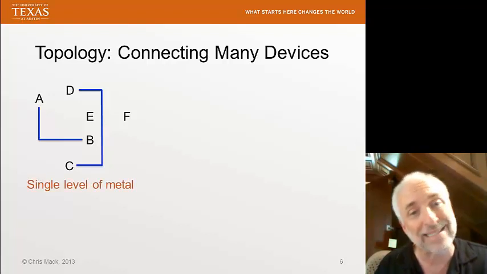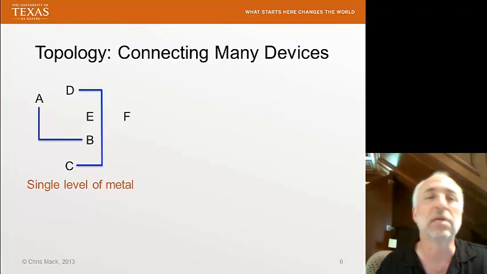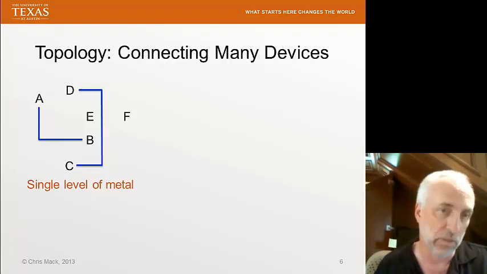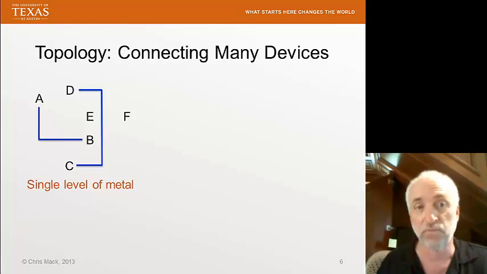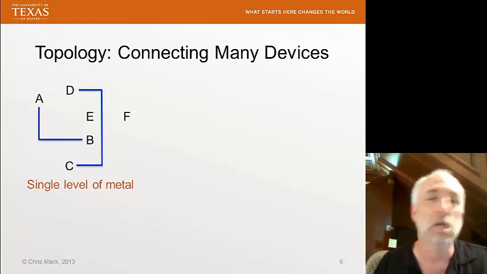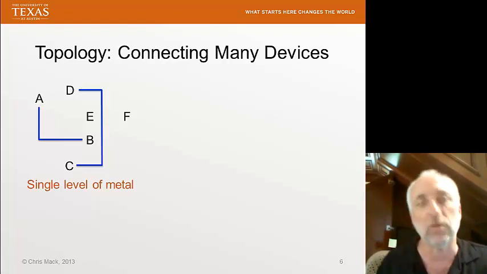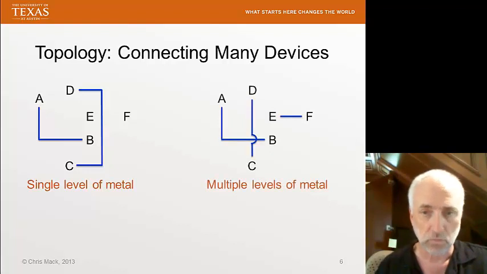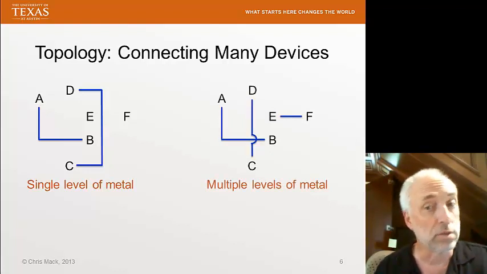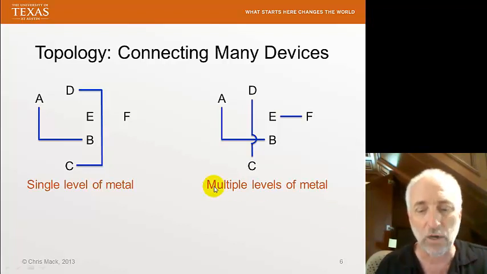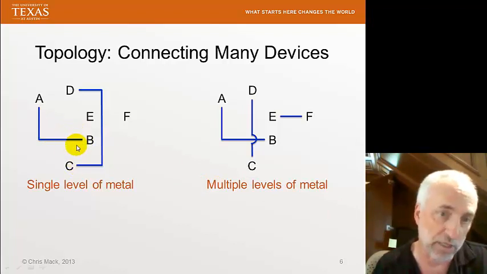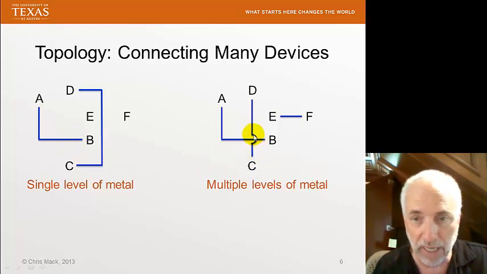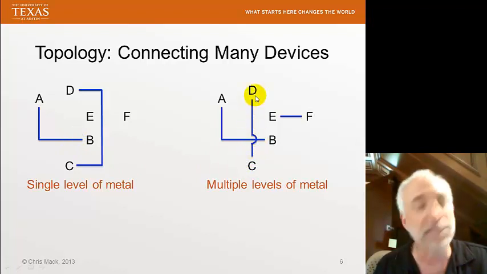When I have just a single level of metal, it becomes extremely difficult to figure out how to run all these wires without running into any conflicts. I can find myself completely trapped where I can't get a wire out of that region. Well, there's a solution, and the solution is multiple levels of metal. What if instead of having to go around this wire because I couldn't cross it without causing a short circuit, what if I could go up and over and then keep on my path?